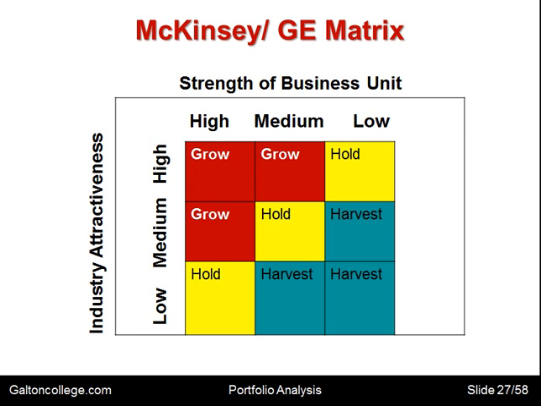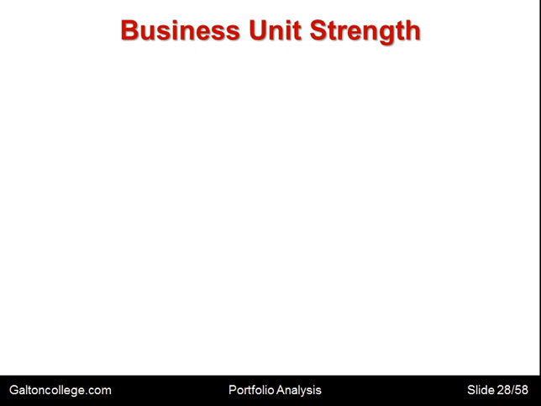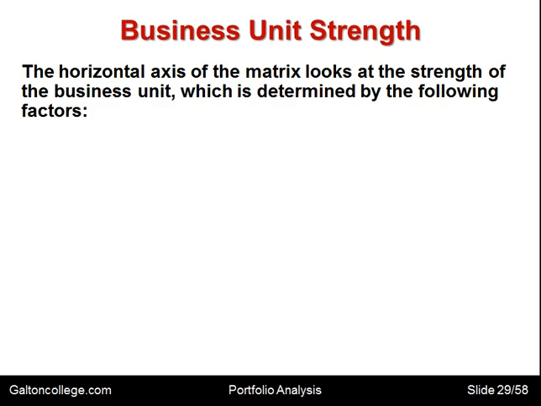So, looking at the matrix again, we've got the industry attractiveness, and we now know the backdrop to the industry attractiveness, the sort of factors, and out of those factors we try to assess whether it's low, medium or high. On the horizontal axis, across the top of the matrix, we have got the strength of the business unit. So let's have a few words about that. Well, the horizontal axis of the matrix looks at the strength of the business unit, which is determined by the following factors.